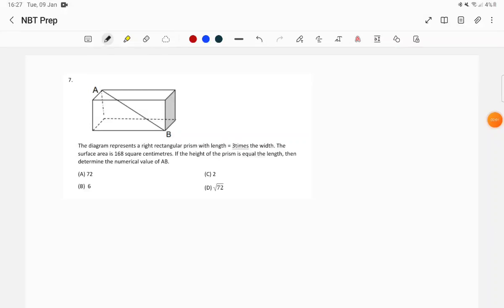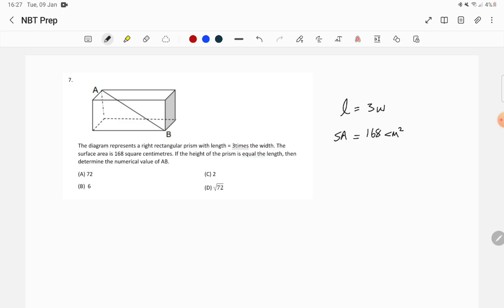The diagram represents a right rectangular prism where the length is equal to 3 times the width. So first things first, length is equal to 3 times the width. The surface area is 168 square centimeters. So the surface area of this prism is 168 cm squared.